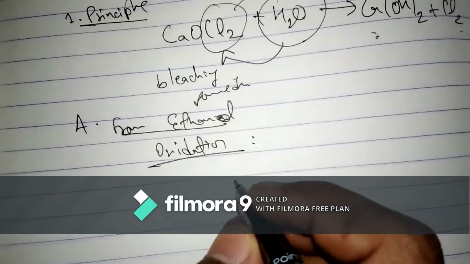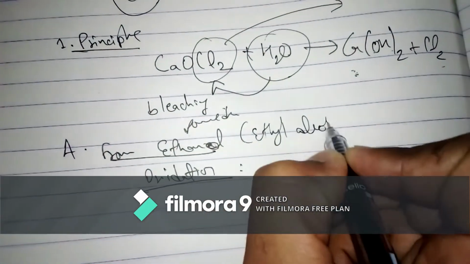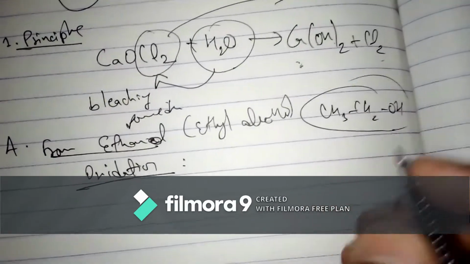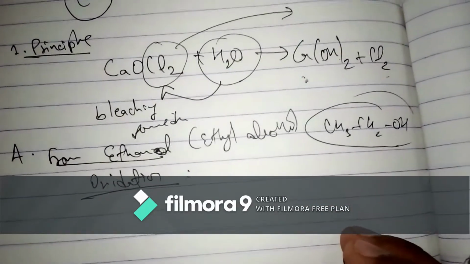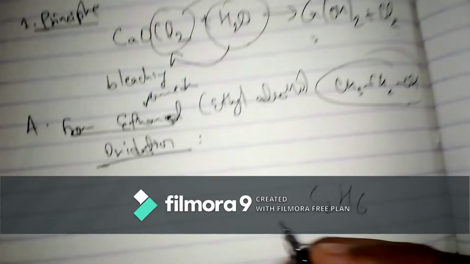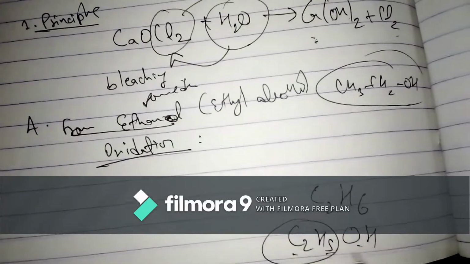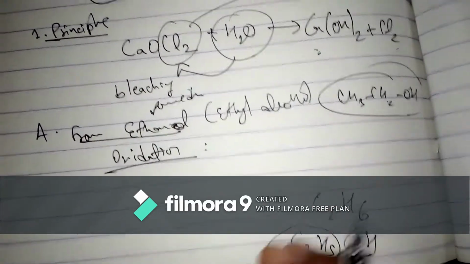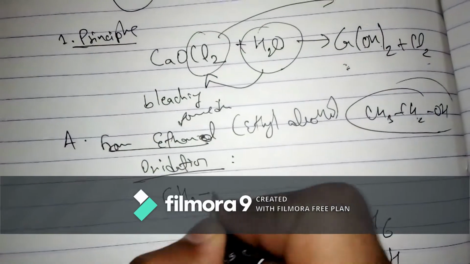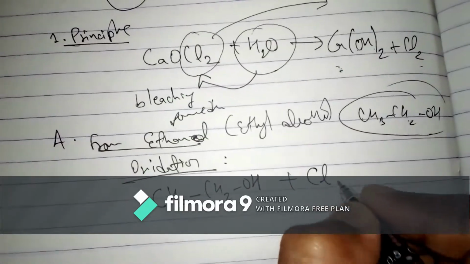Okay, so in oxidation, the formula for ethanol, this is ethyl alcohol, ethyl alcohol means CH3CH2OH. See, the formula for ethane is C2H6. So for formation of ethyl we remove one hydrogen, so it forms C2H5, which is ethyl, and when alcohol is there, OH is added, so ethyl alcohol, C2H5OH. Now in oxidation we require an oxidizing agent. So the oxidizing agent here is chlorine.